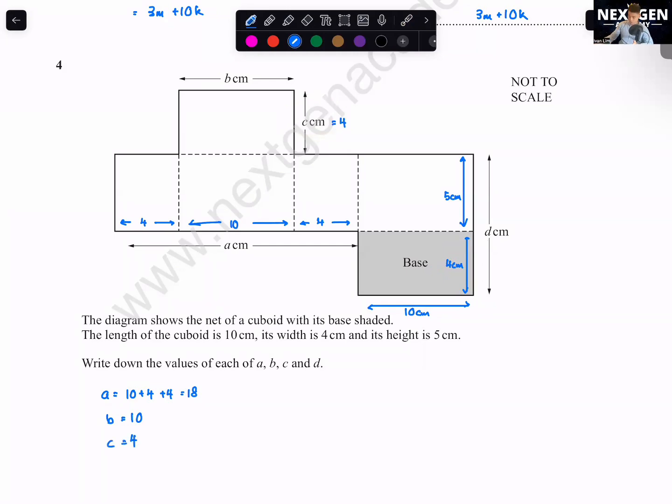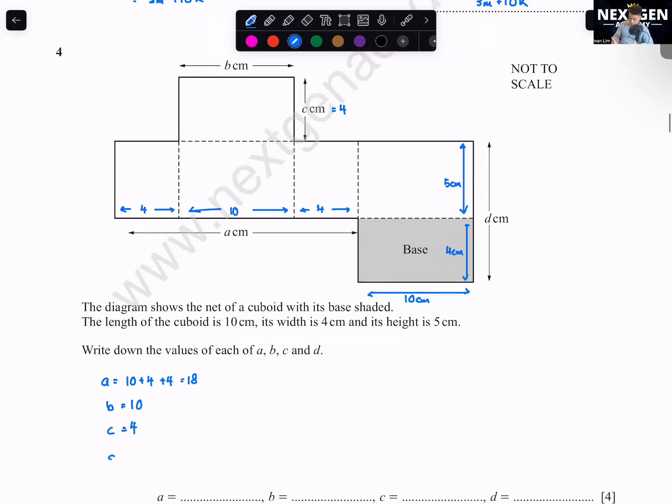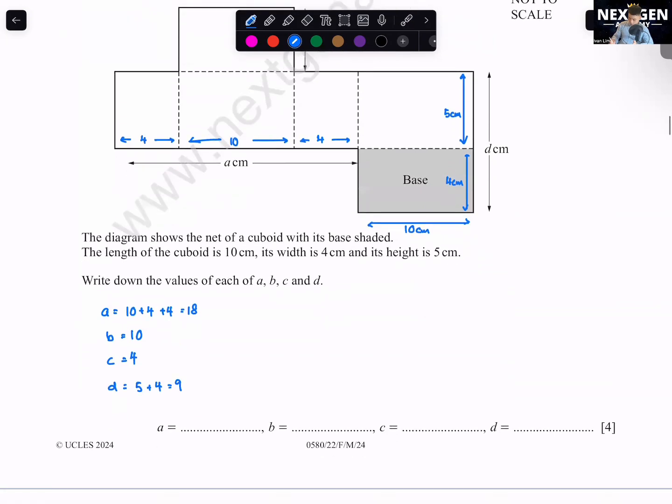Okay. One last one. D. Okay, D, we just add it up. We already labelled it. 5 plus 4, which is equals to 9. Okay, so here 18, 10, 4, and 9. Okay, let's go to the next one. Very clear, just now some of you asked on this one. 18, 10, 4, and 9.